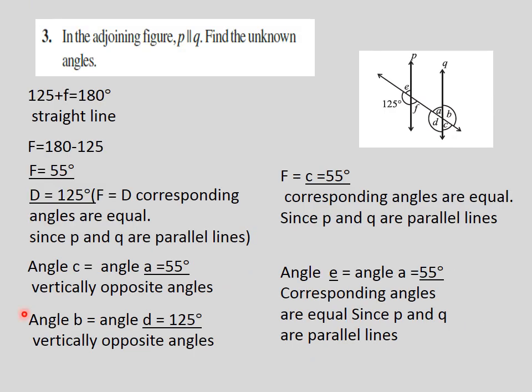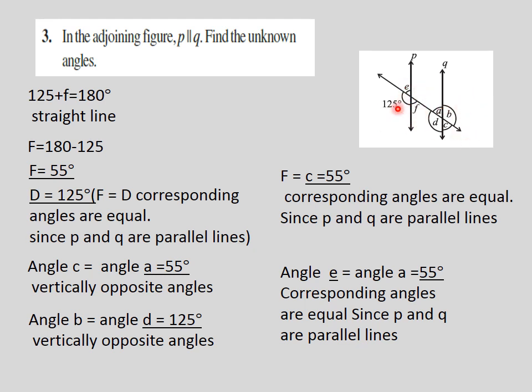We'll go to the next question. In the adjoining figure, P is parallel to Q, find the unknown angles. So, when there are two parallel lines, we know that the corresponding angles are equal. And interior angles, the sum of the interior angles is equal to 180 degrees, supplementary angles. Interior angles are supplementary. And alternate interior angles are equal. So these are the three properties we know when the two lines are parallel to each other. So using them we find out the unknown angles here.